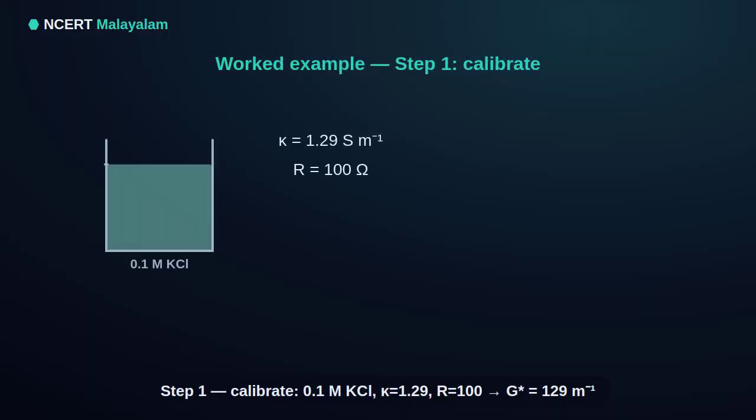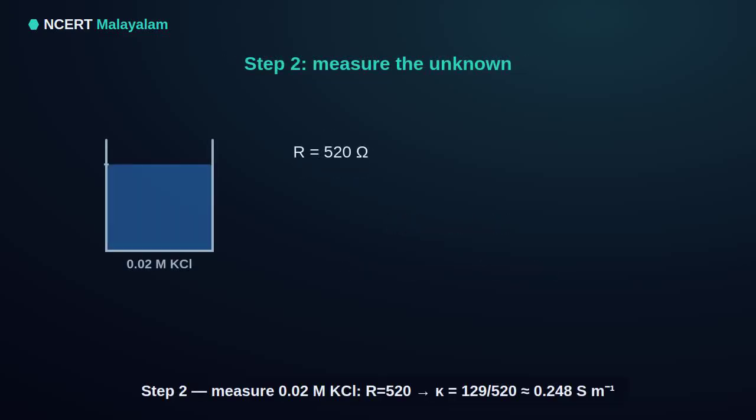Step 1. Calibrate. Take 0.1 molar potassium chloride, whose conductivity kappa is 1.29 Siemens per meter, and read the resistance as 100 ohms. Hence the cell constant equals kappa times resistance, which is 129 per meter. Step 2. Measure 0.02 molar potassium chloride. Its resistance is 520 ohms. So kappa equals the cell constant divided by resistance, that is 129 divided by 520, which is about 0.248 Siemens per meter.